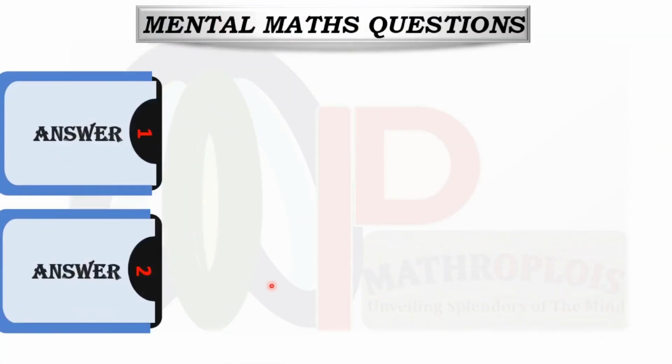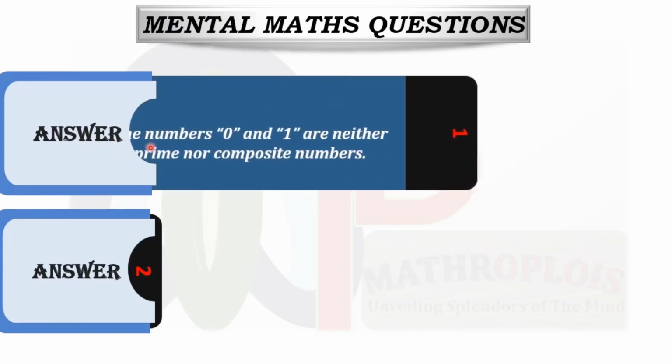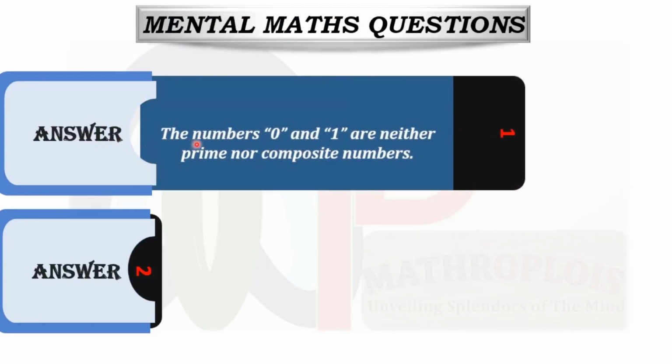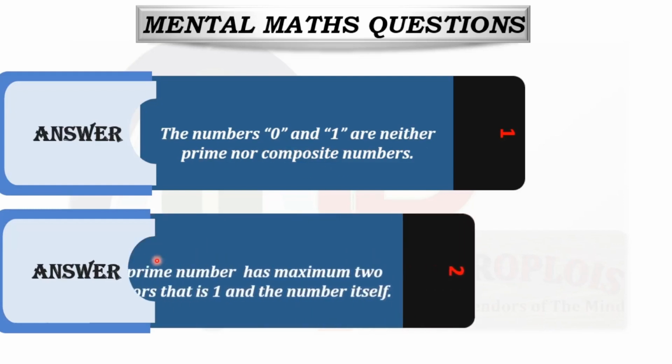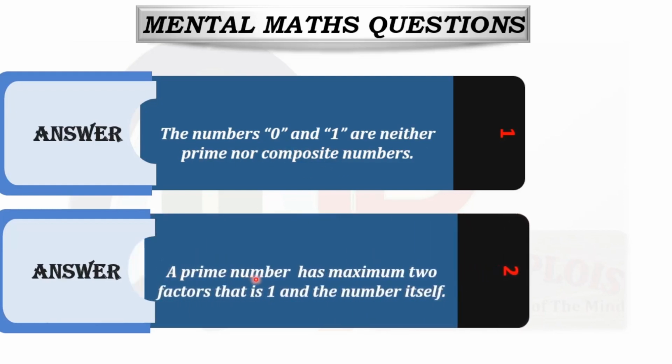Now here you can confirm your answers of the asked questions. The answer of the first question is, the numbers 0 and 1 are neither prime nor composite numbers. The answer of the second question is, a prime number has maximum 2 factors, that is, 1 and the number itself.